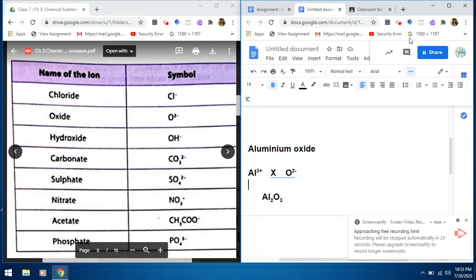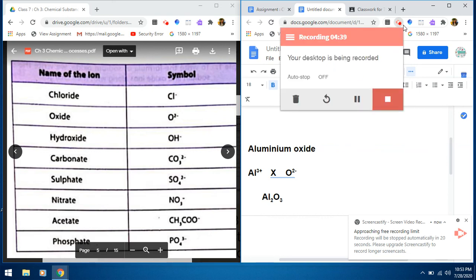So it is very easy to deduce the formulae of various ionic compounds provided that we are clear with the table of symbols of cations and anions.